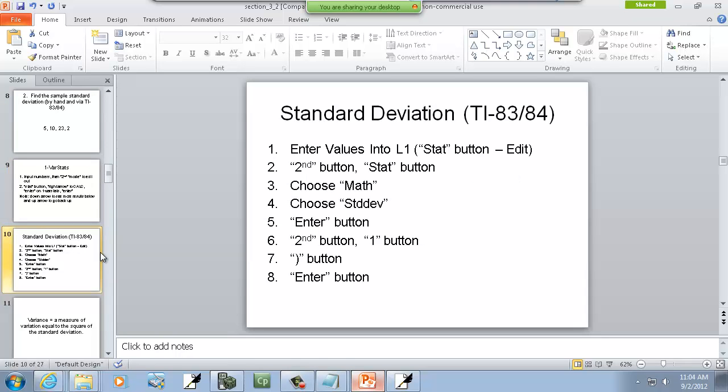Now if you just want to find a sample standard deviation, here's the buttons on how to do it. I don't like this. 1-Var Stats does everything. Every semester I keep thinking I need to just delete this slide. But if you are just curious and want to find the sample standard deviation alone, these are the buttons for doing it. Enter values into L1. Be sure to exit out, so do a second mode. Then we press second stat, choose math, choose standard deviation, enter second 1 to put L1 on there, closing parentheses, and then enter.